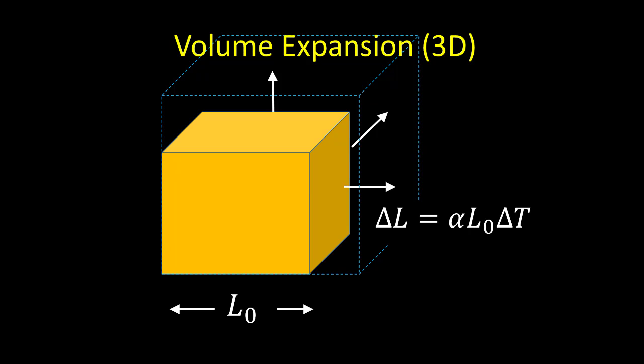This time, for simplicity, consider a cube of side L0 that expands by delta L in each of 3 dimensions. In this case, we use calculus to find the infinitesimal increase in volume. The volume of the cube is V equals L cubed, and then dV equals 3L squared dL.